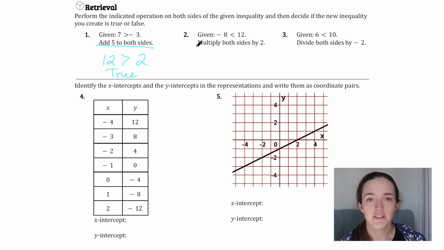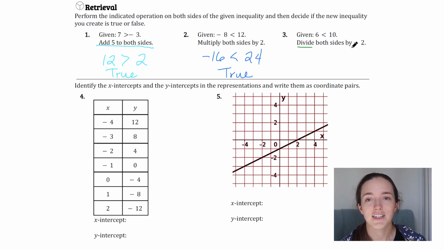Okay, second one, multiply both sides by 2. Okay, -8 times 2 is -16. All right, 12 times 2 is 24. Is -16 less than 24? Yes, that is true. Okay, last one.